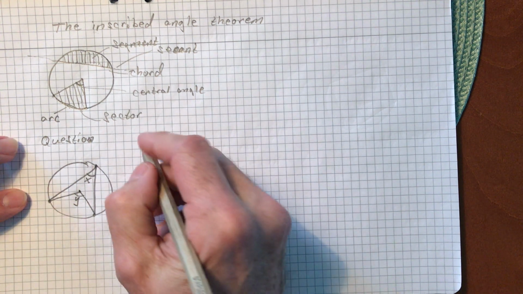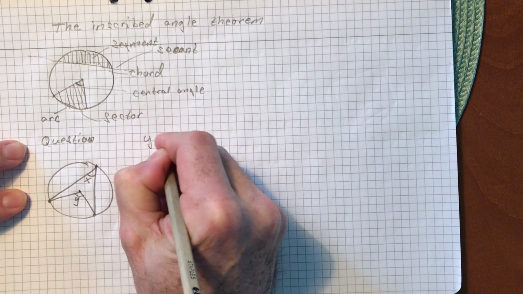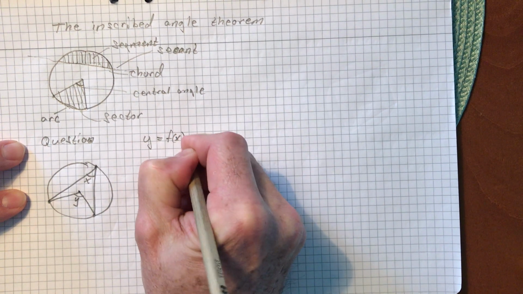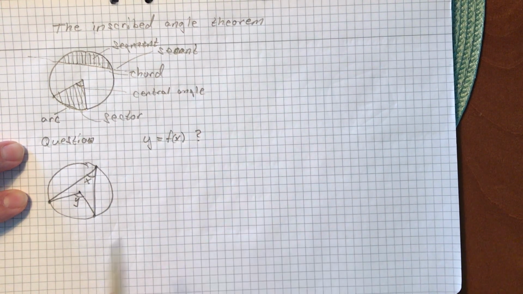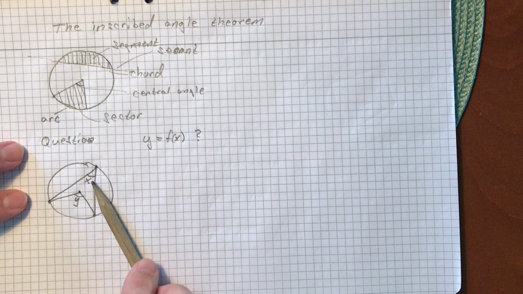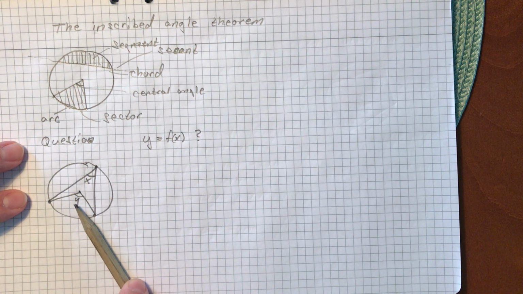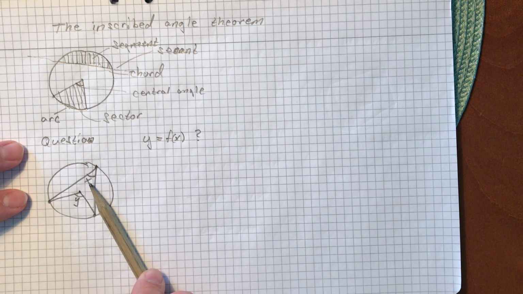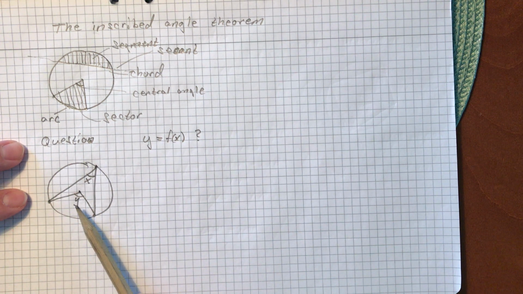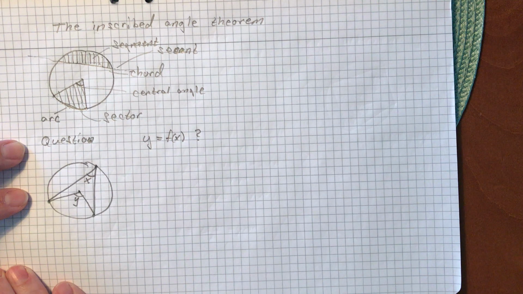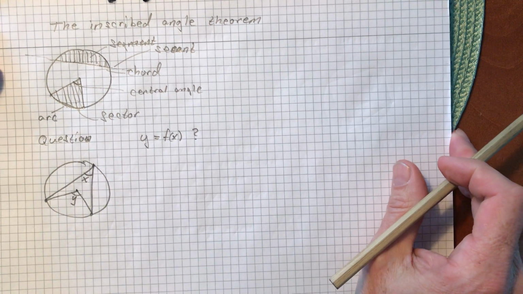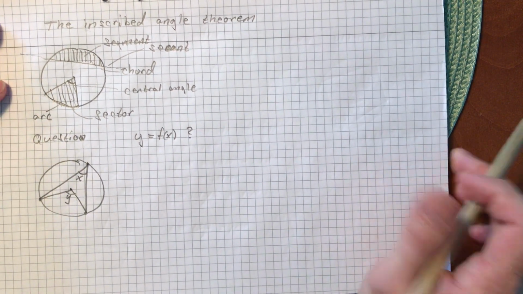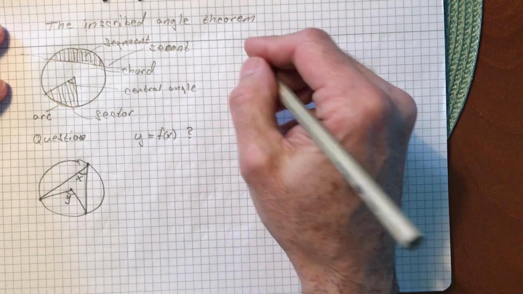The question is: is there any relationship between y and x? You can describe it like this: is y a function of x? That means if I know the value of x, is it possible then to calculate the value of y, and vice versa? If you know y, can you calculate x? Well, actually you can, of course, and I will prove it for you.